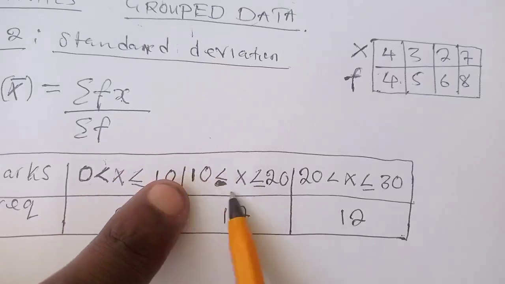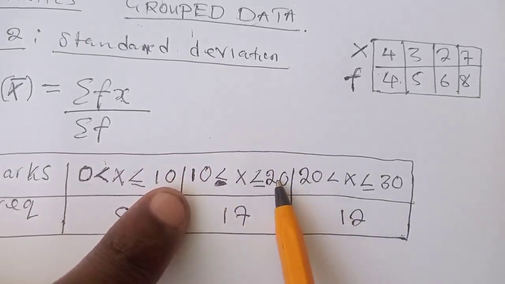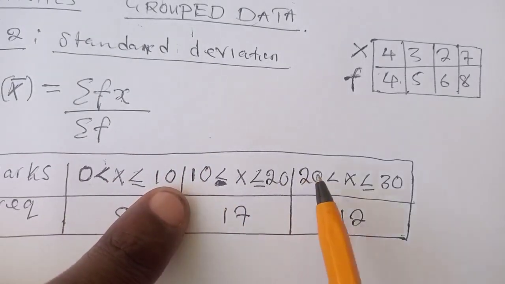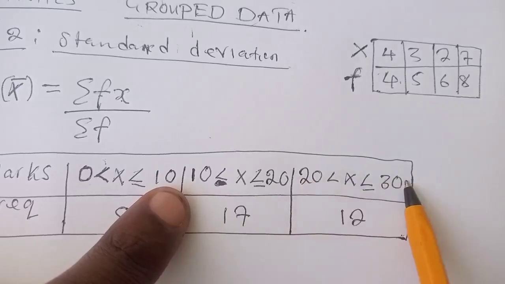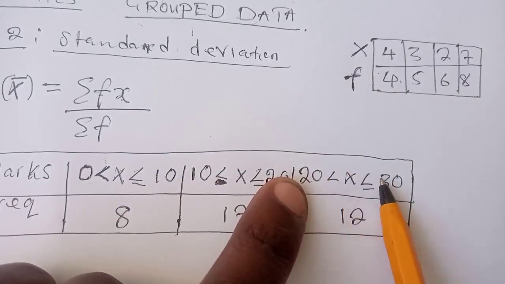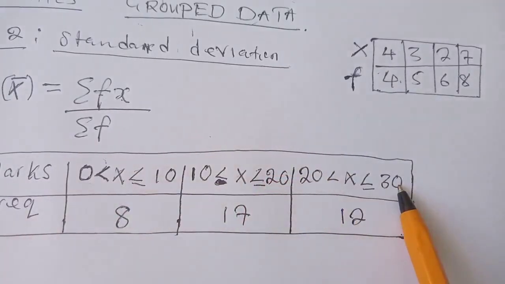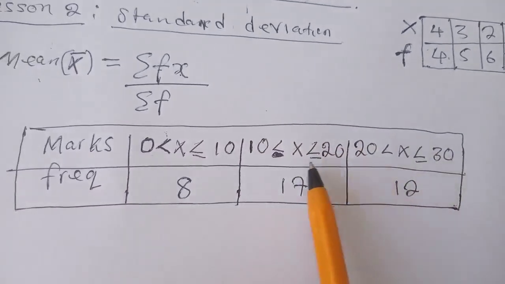There are also numbers from 10 to 20, and from 20 to 30. So here there are numbers starting from 21, 22, 23, 24, 25, 26, 27, 28, until they reach 30. That is the explanation which is right here.